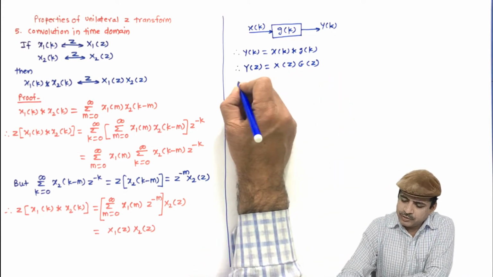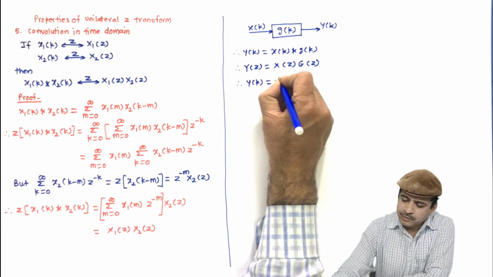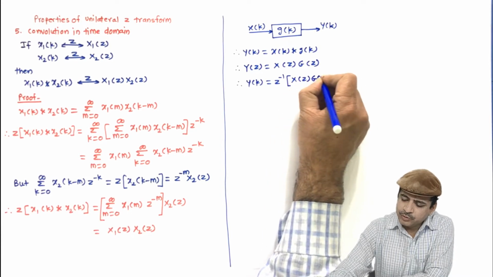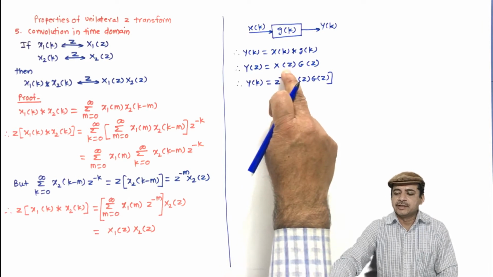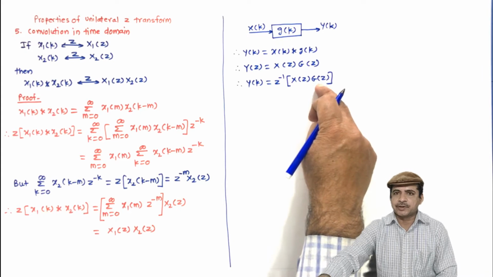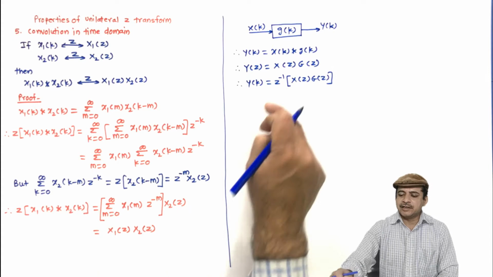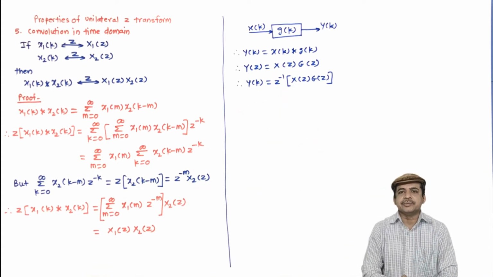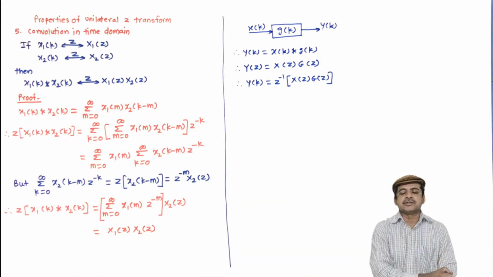So then what can I get? y of k will be equal to the inverse z transform of x of z into g of z. If I have x of k, I can find x of z. I can take the z transform of the impulse response to get the pulse transfer function. So if I have the pulse transfer function and the input signal, I can do this operation. Exactly, we are going to do this while analyzing the system. So this is one application of this property.